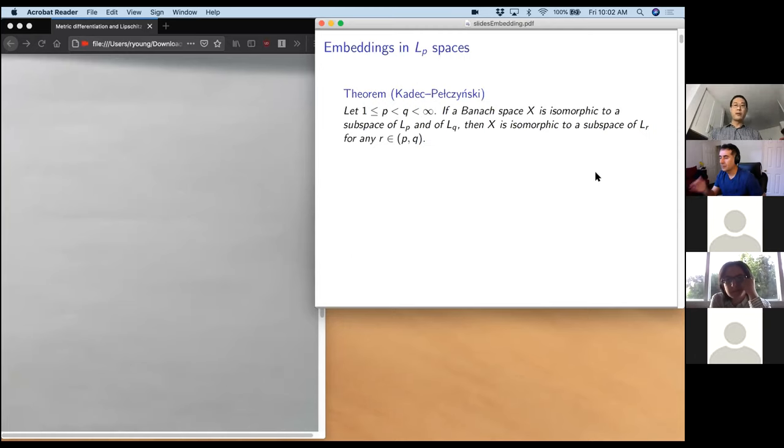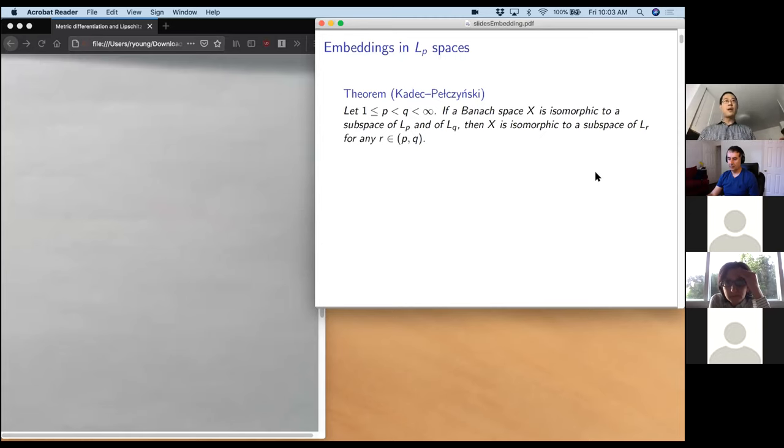Kadec and Pełczyński proved that if you have two exponents, p and q, and p is less than q, and they're both greater than or equal to 1, less than infinity, if you have a Banach space X which is isomorphic to a subspace of L^p and a subspace of L^q, then for any exponent r between p and q, X is isomorphic to a subspace of L^r. And so this is a sort of interpolation result. If you're a subspace of two L^p spaces, then you're a subspace of anything in between.